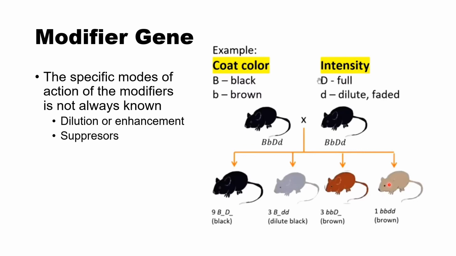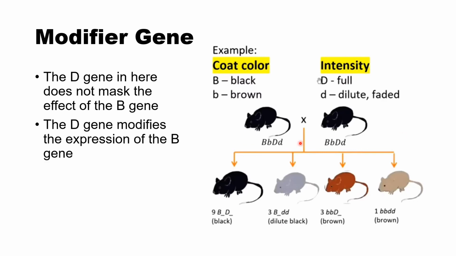It will parang modify. Yung modification pwedeng diluted or pwedeng in-enhance niya or pwedeng sinuppress niya yung expression ng isang gene. So, yun yung modifier gene na tinatawag. So, the D gene in here does not mask the effect of the B gene. And the D gene modifies the expression of the B gene. So, yun lang yung explanation. In-explain ko na kanina.